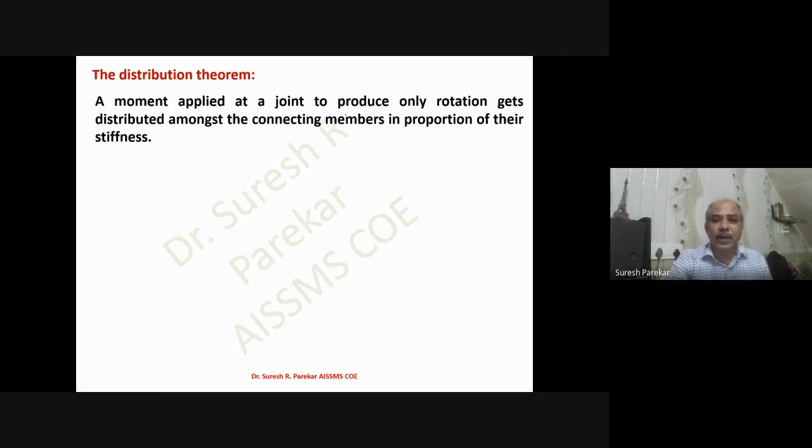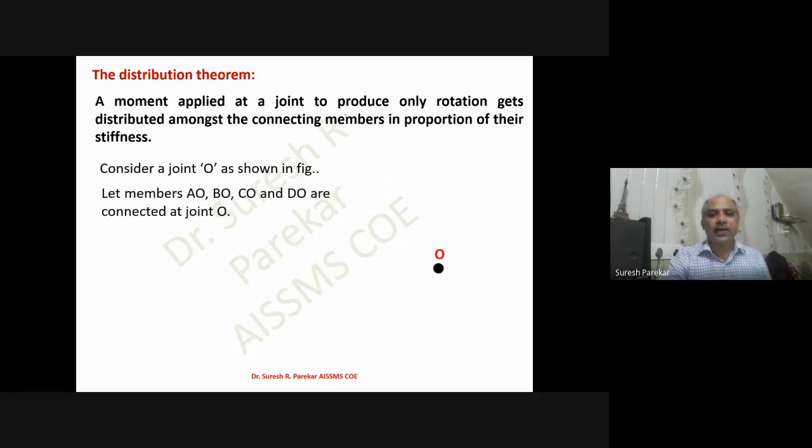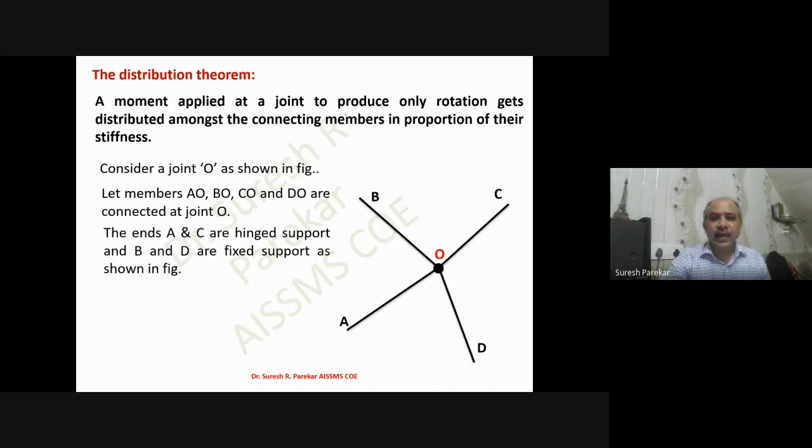So here you can see a moment applied at a joint to produce only rotation. We are not considering any linear displacement, and that gets distributed amongst the connecting members in proportion to their stiffness. So stiffness plays a very important role over here. Now let us consider a joint O as shown in the figure, and let us have four members AO, BO, CO, and DO. Ends A and C are simple supports, and ends B and D are fixed supports. Now let us apply moment M, which will be clockwise, at the joint O as shown in the figure.